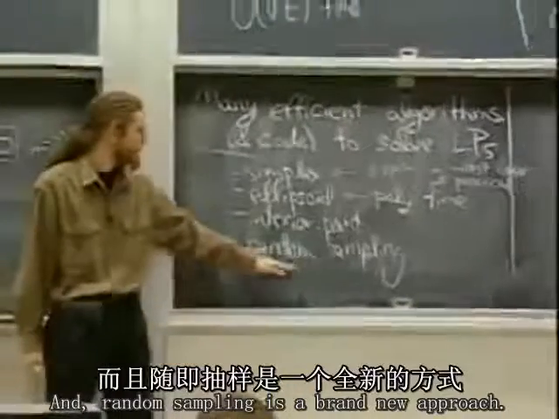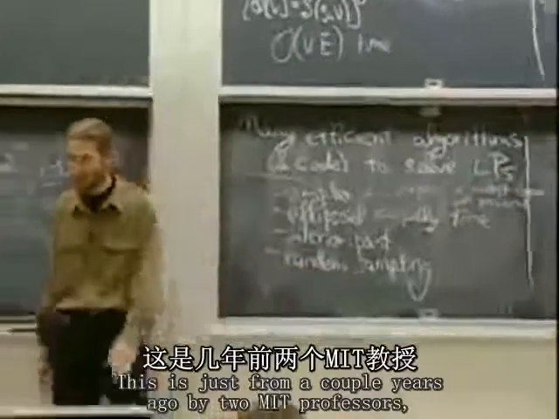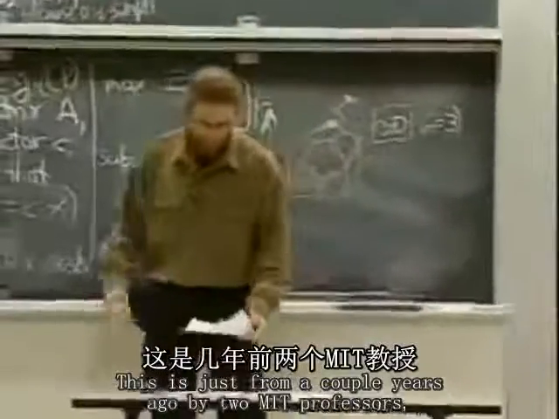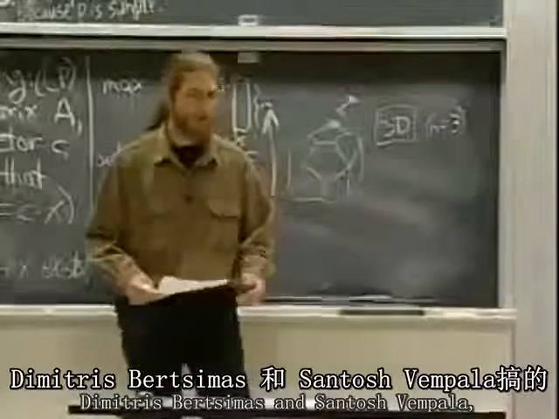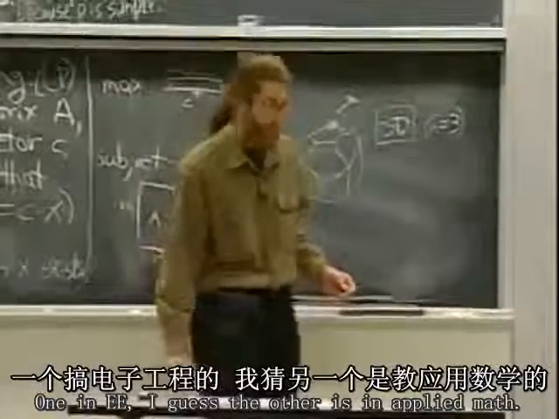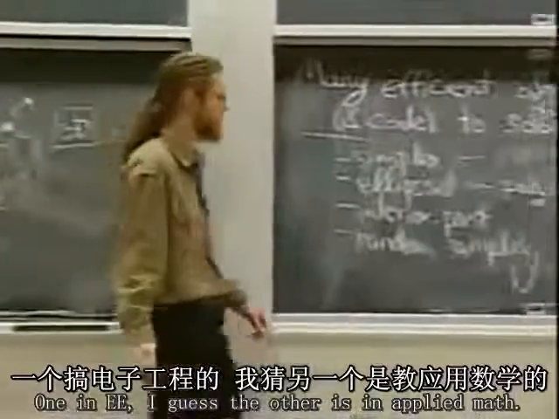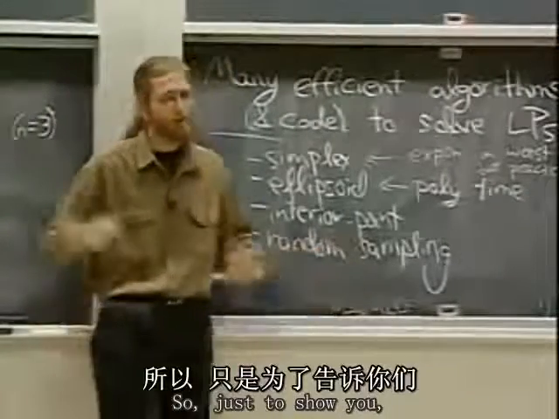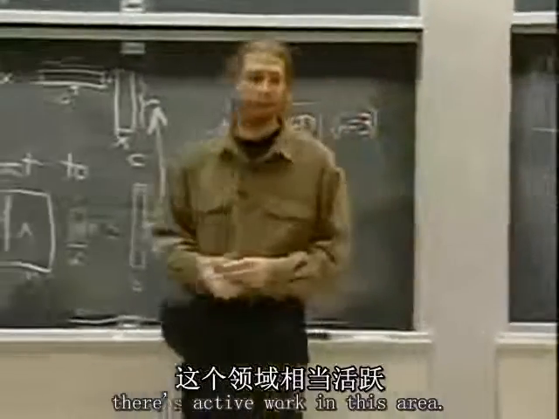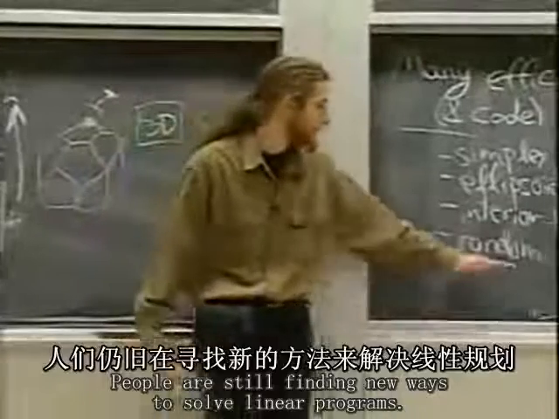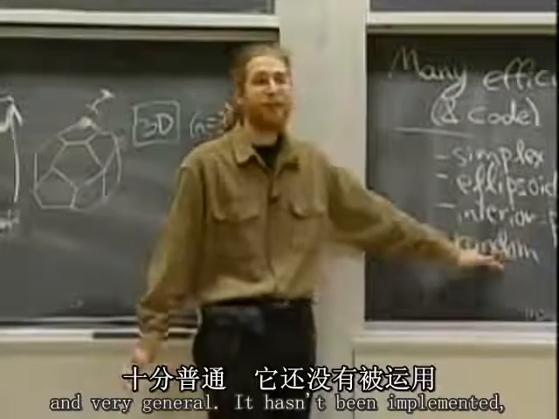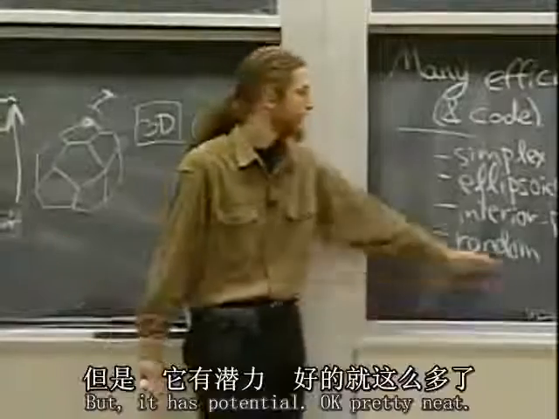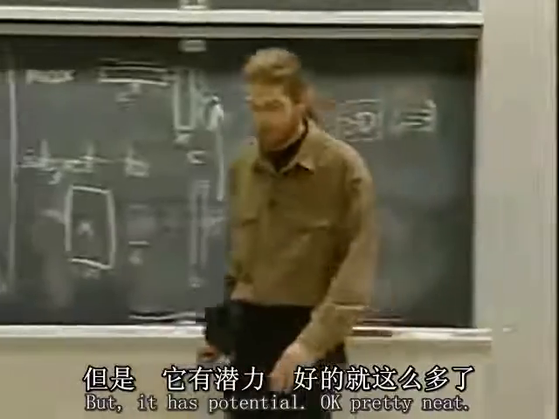And random sampling is a brand new approach. This is just from a couple years ago by two MIT professors, Dimitris Bertsimas and Santosh Vempala. One's in EE, I guess, and the other is in applied math. So just to show you, there's active work in this area. People are still finding new ways to solve linear programs. This is completely randomized and very simple and very general. Hasn't been implemented, so we don't know how practical it is yet, but has potential. Okay, pretty neat.